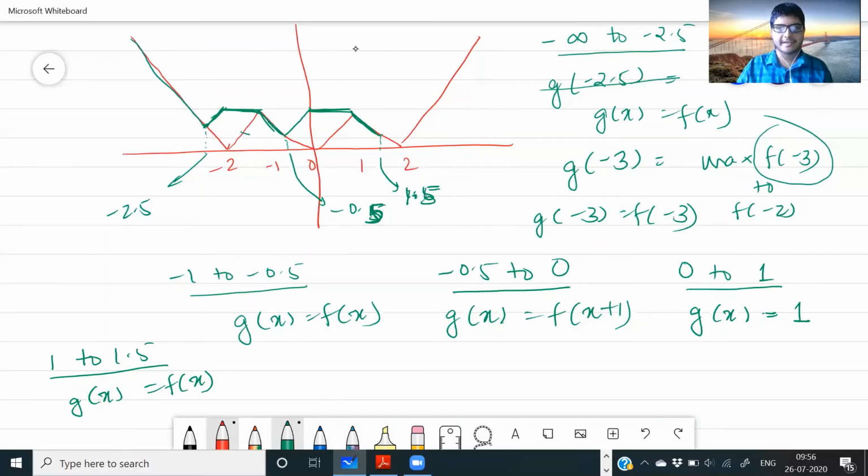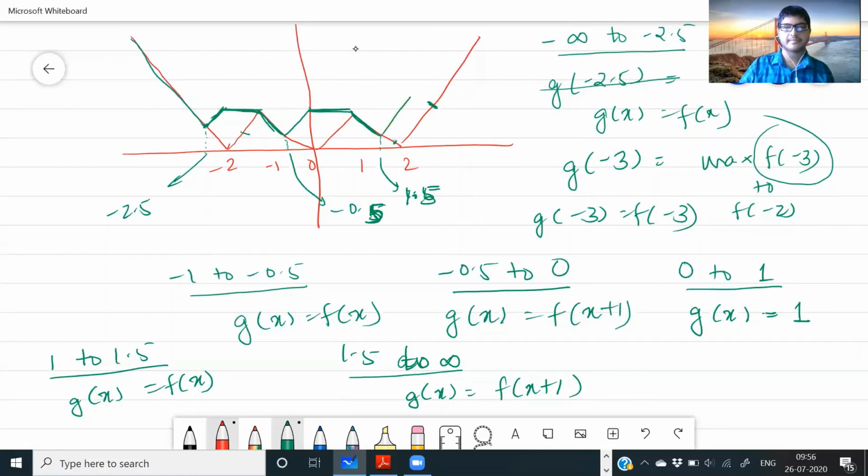Okay. And the final is from 1.5 and ahead, 1.5 to infinity. So in this region, what would be g of x? It would be f of x plus 1. Clear? Because you can take any point in this region and you can say that it is going to be f of x plus 1. For instance, if I want to evaluate g of 1.7, it would be f of 2.7. Clear? Because 1.7 would be somewhere here and 2.7 would be somewhere here. So 2.7 is higher. So from here, the graph would go like this.